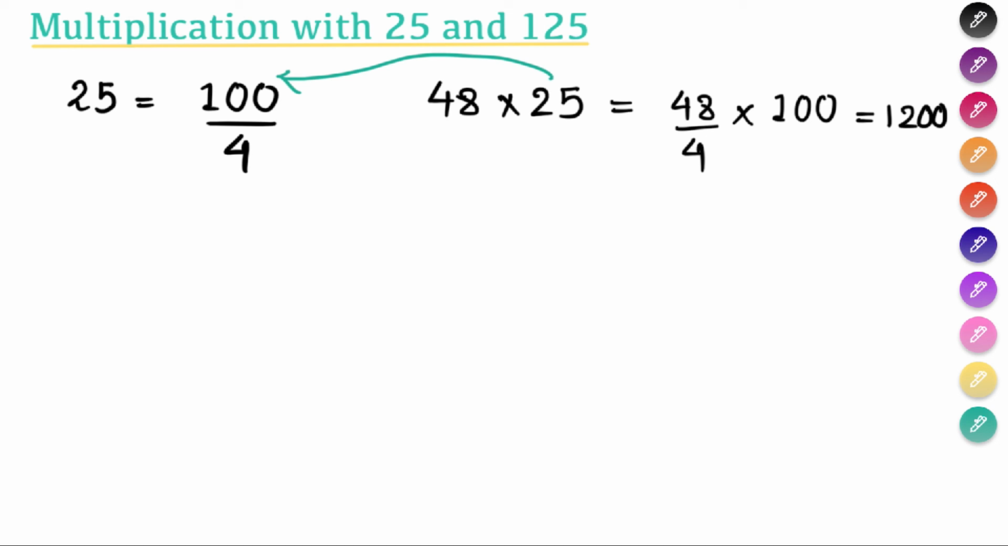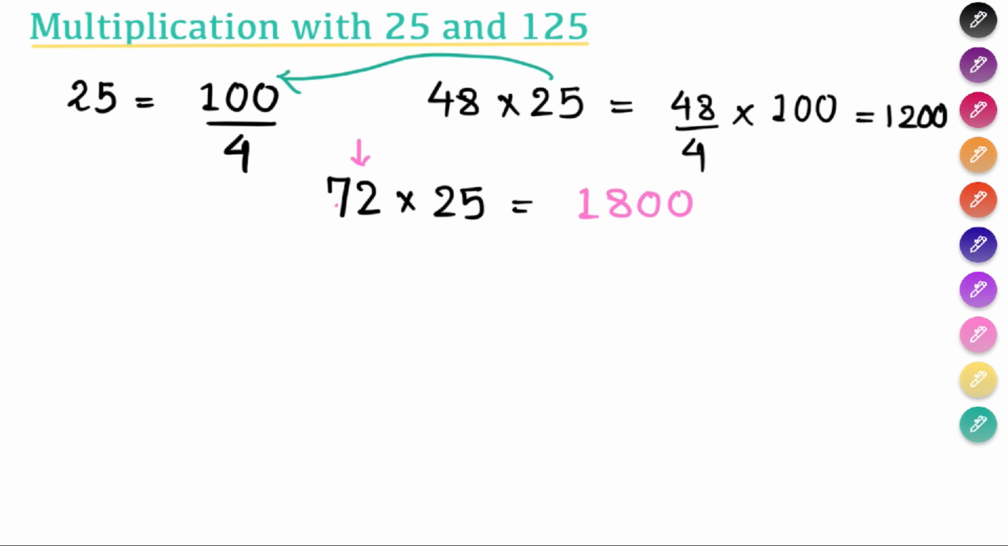Now let us take one more example. Suppose we have 72 into 25. We directly divide 72 by 4. Dividing 72 by 4, we get 18 and we simply add 2 zeros, so 1800. Isn't that easy?